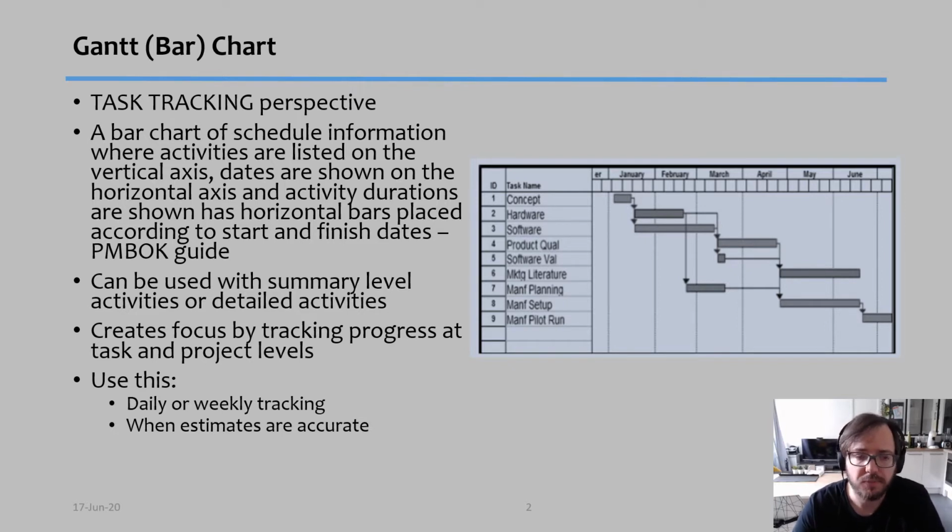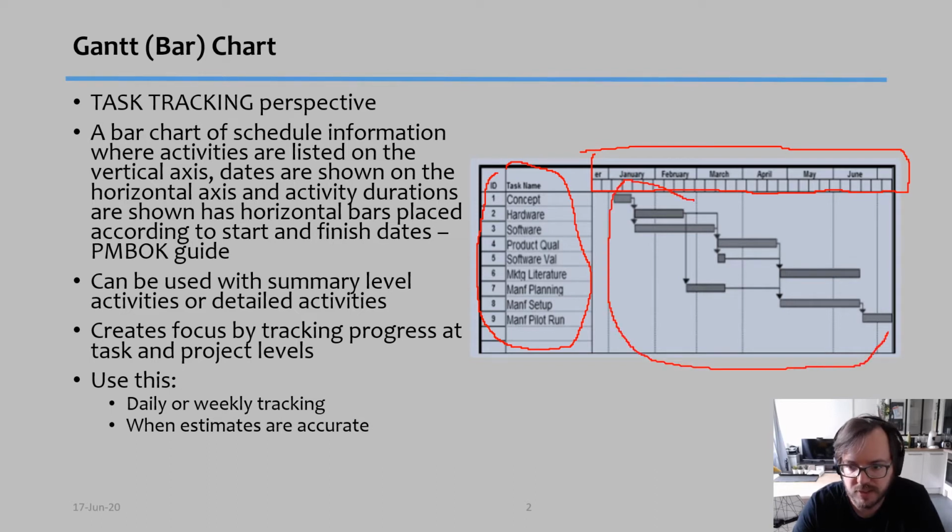And the Gantt chart by definition is a bar chart of schedule information where activities are listed on the vertical axis, just like you see over here on the example on the column. Okay, so I'm just going to circle it to show you. So this is our tasks. All right, dates are shown on the horizontal axis, just like here. All right, and then the activities duration are shown as horizontal bars that are placed according to start and finish date. And here we have this section over here.